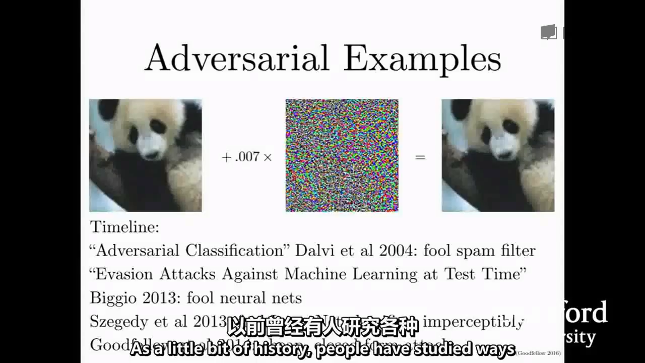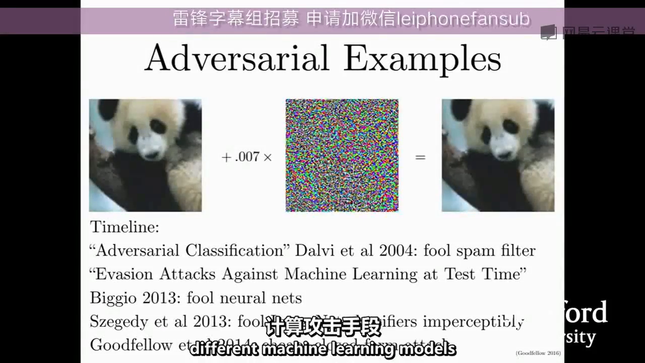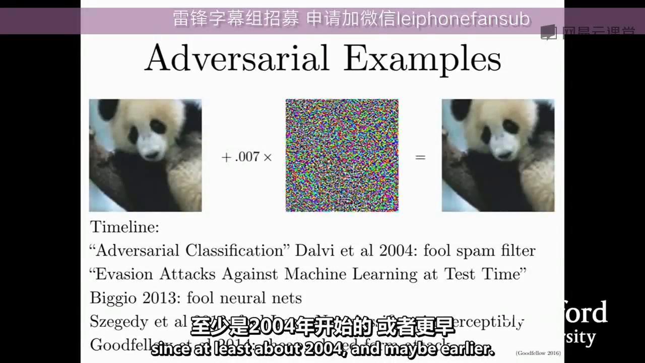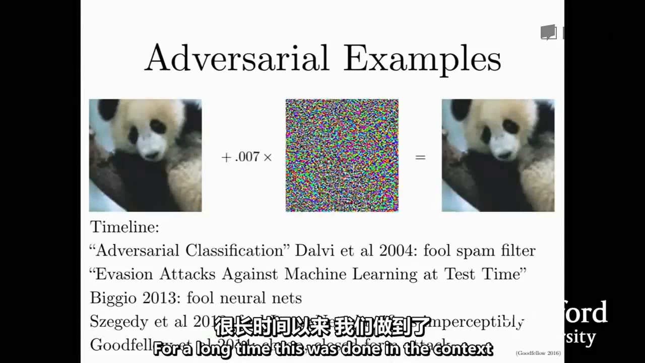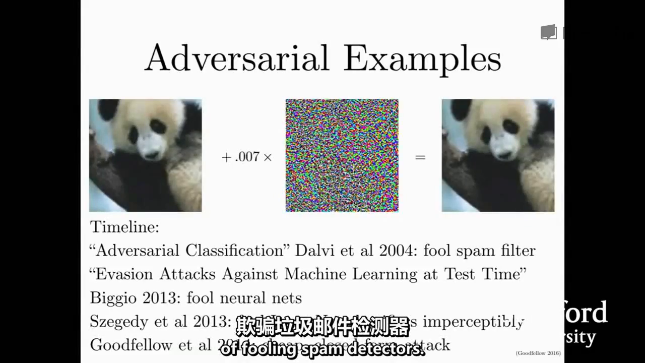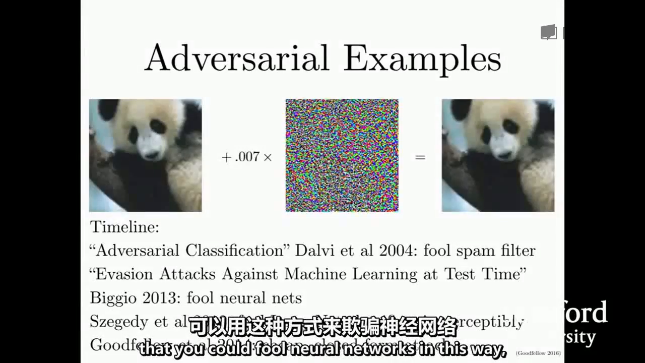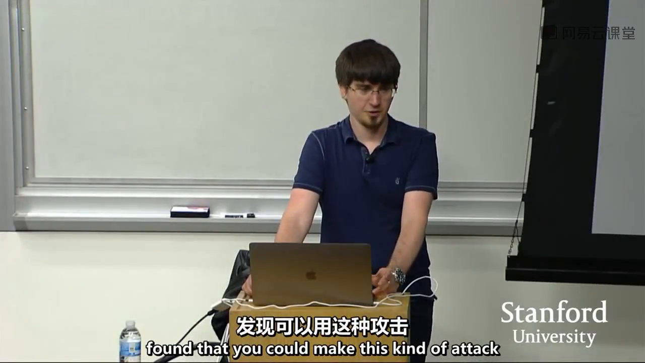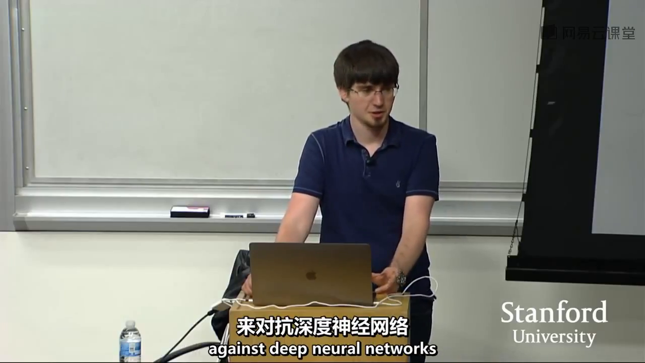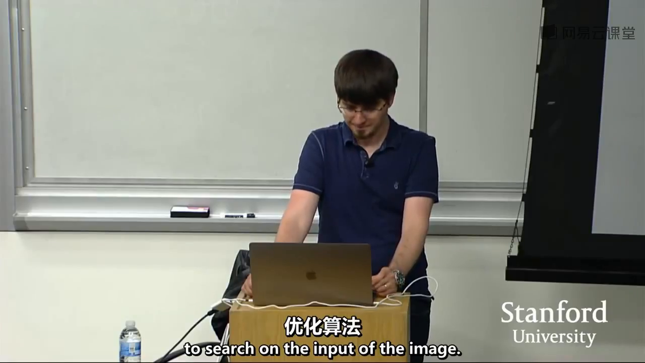As a little bit of history, people have studied ways of computing attacks to fool different machine learning models since at least about 2004, and maybe earlier. For a long time, this was done in the context of fooling spam detectors. In about 2013, Battista Biggio found that you could fool neural networks in this way. And around the same time, my colleague Christian Szegedy found that you could make this kind of attack against deep neural networks just by using an optimization algorithm to search on the input of the image.